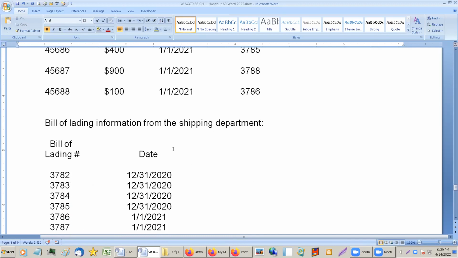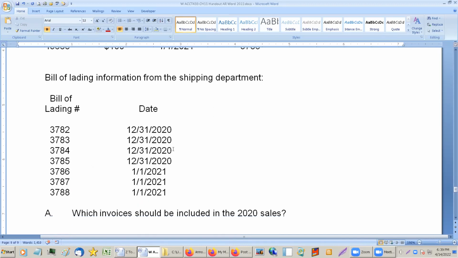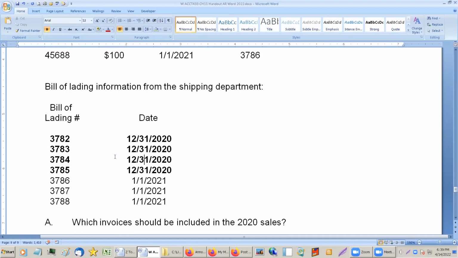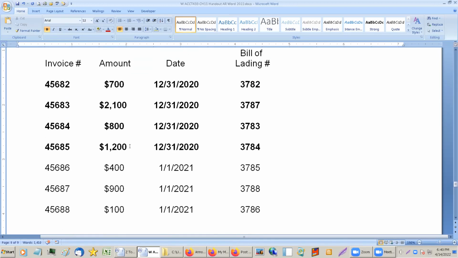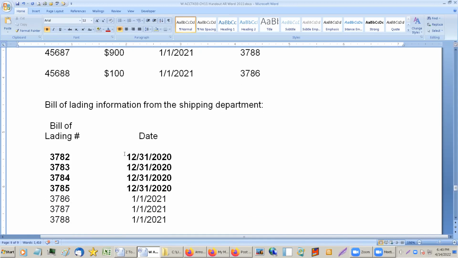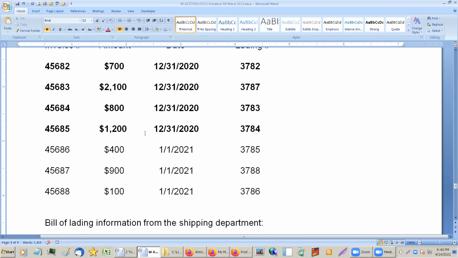Now, we have to compare that to the bill of lading down here. So these are the bills of lading. These are the ones that should be counted as sales, the ones that actually shipped in the correct period. So what we're going to do is compare the bills of lading down here to what we have up here and see which ones we should count.